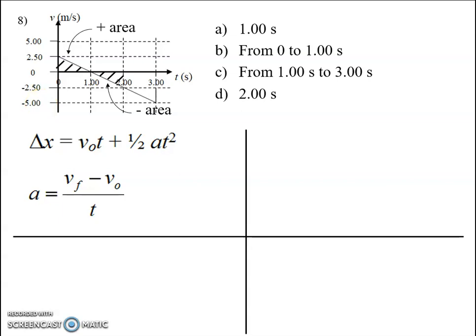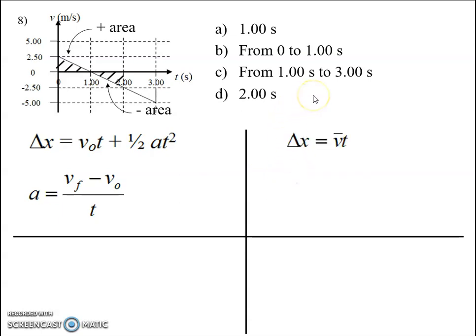Because remember, at the 3-second mark, she was moving backwards at 5 meters per second. So you can find the acceleration using this equation and plug it into the displacement equation to get negative 3.75 meters, which means she ended up 3.75 meters behind where she originally started. Okay. There's plenty of other ways to go about this.